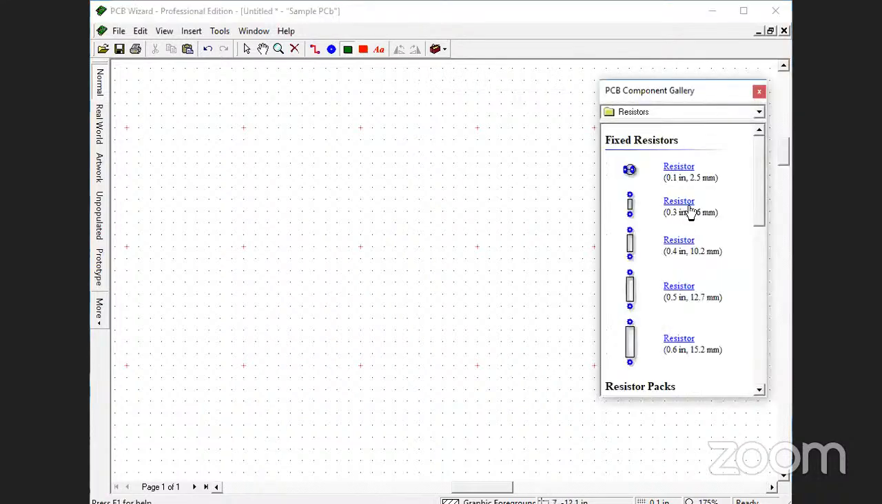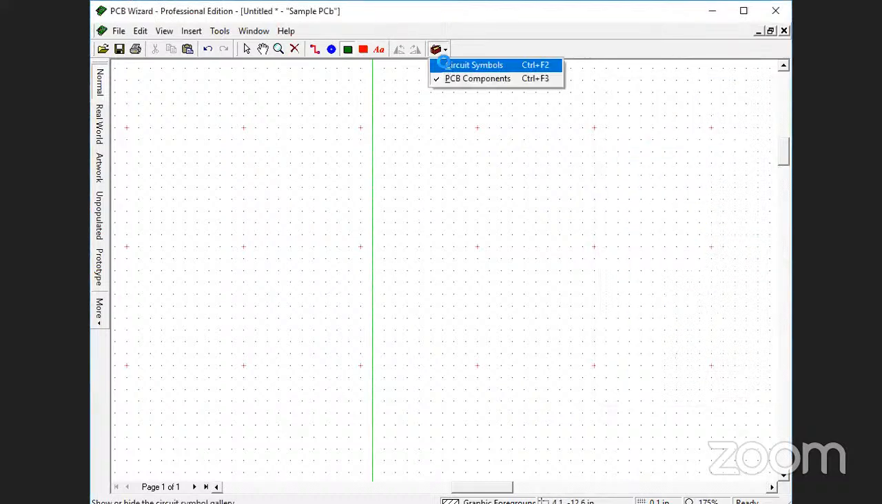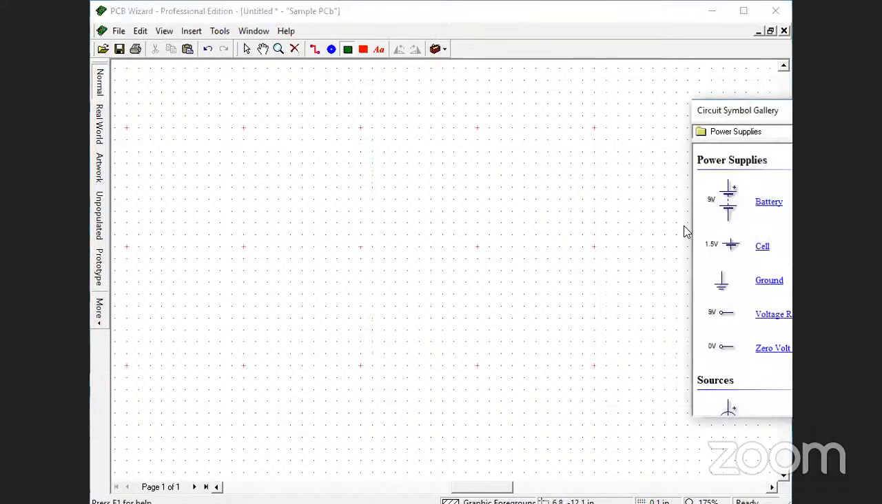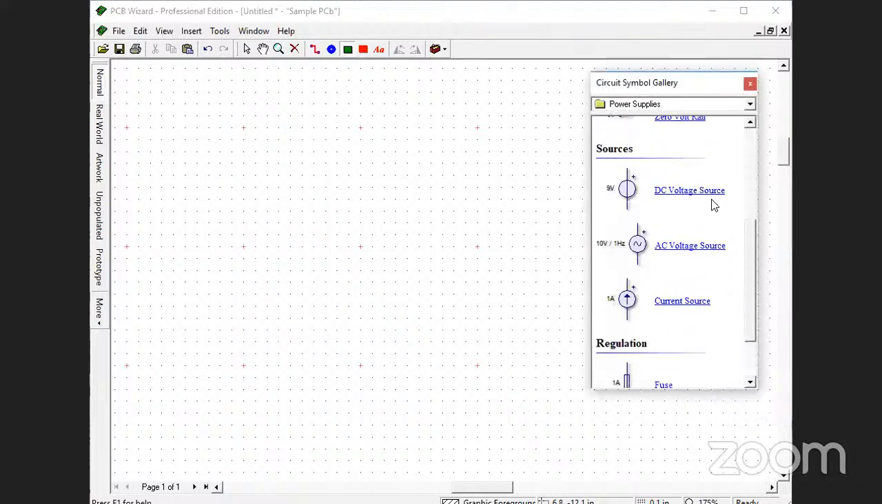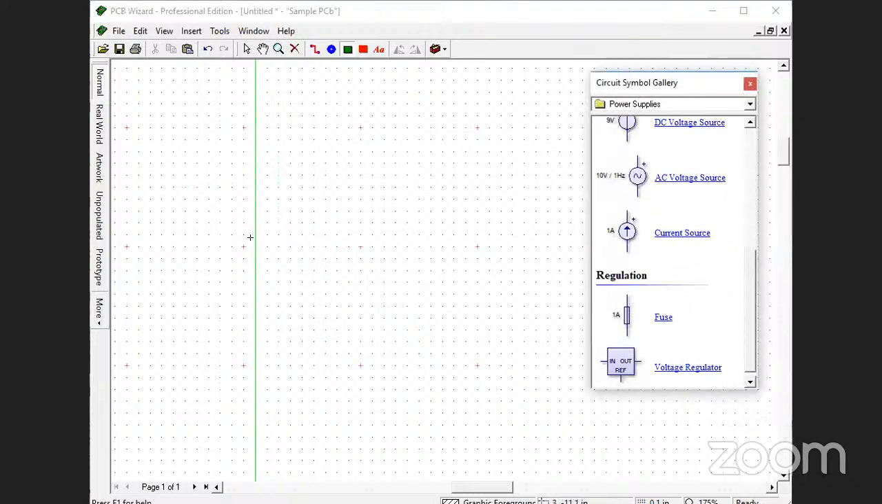You can see here, these are the components. If I use this as circuit symbols, you can see the circuit symbols are available. Any of these components I can choose and place into the workspace, so I can create a schematic diagram of my circuit design. So this is how things work in the PCB wizard. The options are given.